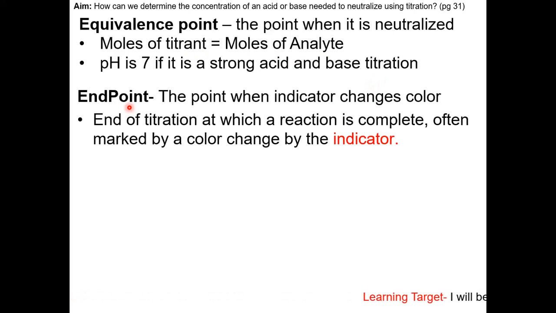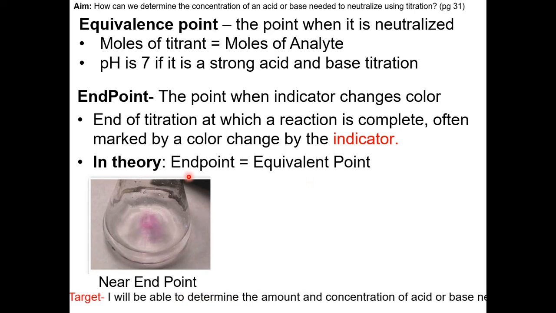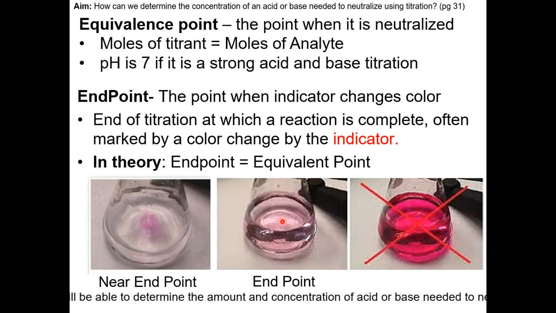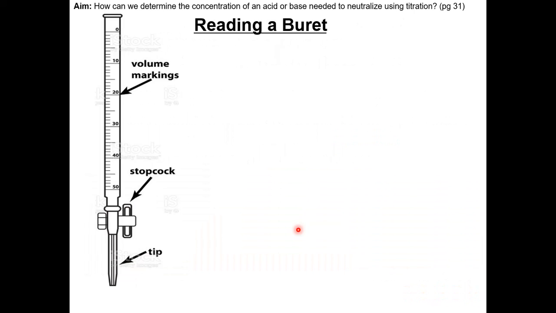The endpoint is something that we can observe during the titration experiment, while equivalence point is something that we calculate during the titration experiment. In theory, the endpoint should be equal to the equivalence point. Here's an example of a titration experiment near the endpoint, at the endpoint, and past the endpoint. Typically, you want your color change to be as light as possible.